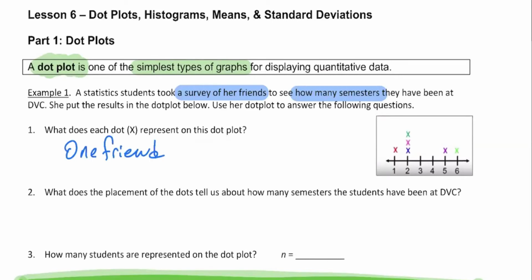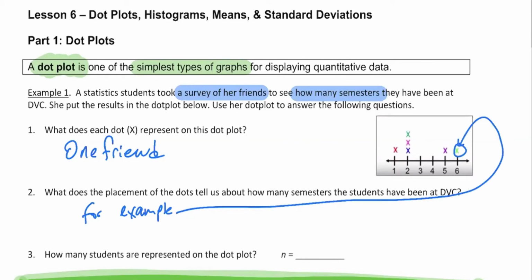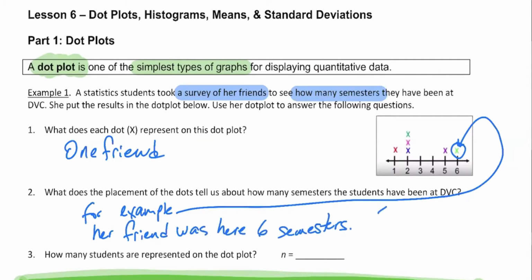Okay, so what does the placement mean? So for example, what does this X right here mean? How many semesters they've been at DVC? Yes, exactly. So she was here 6 semesters. Each dot represents how many semesters each one of her friends has been at DVC.